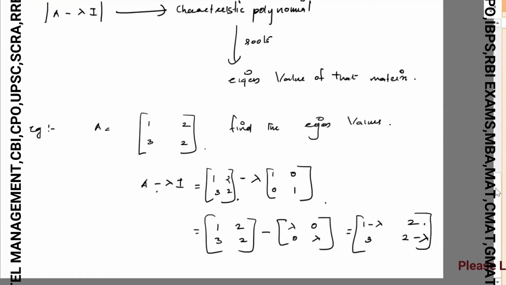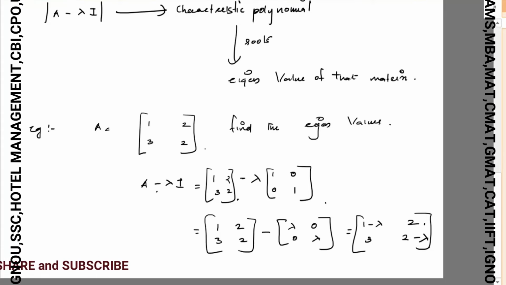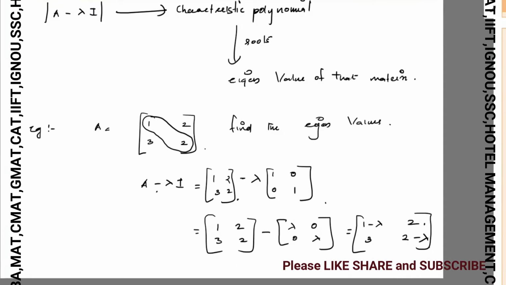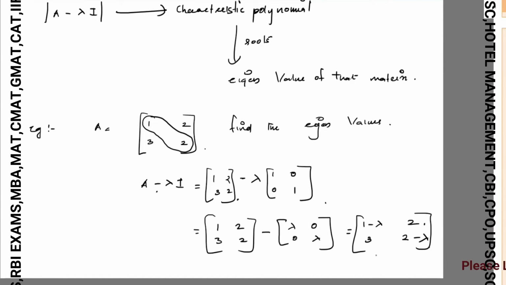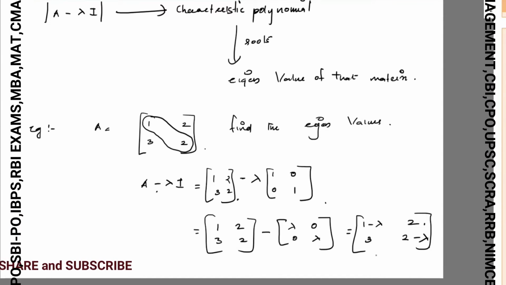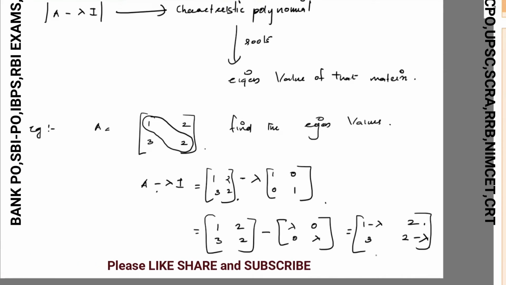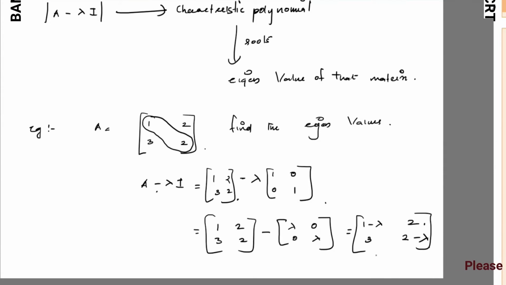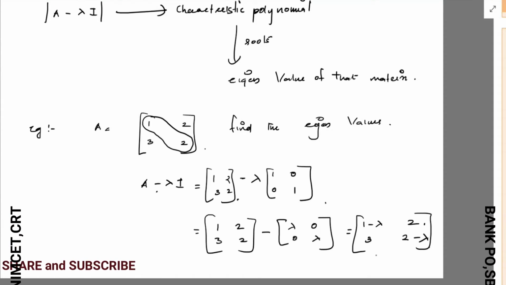Actually, what is A minus lambda I? It is nothing but subtracting lambda from the diagonal entries of A. So A is [1, 2; 3, 2], so A minus lambda I will be [1 minus lambda, 2; 3, 2 minus lambda].